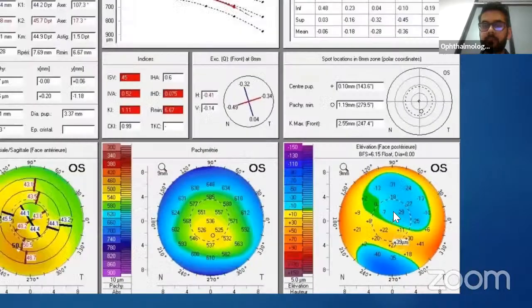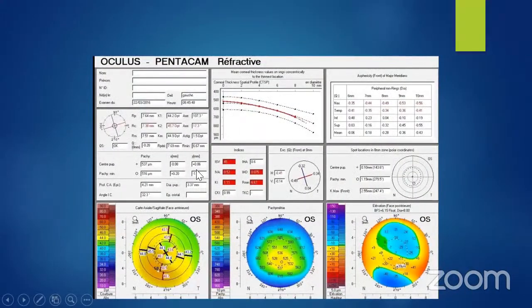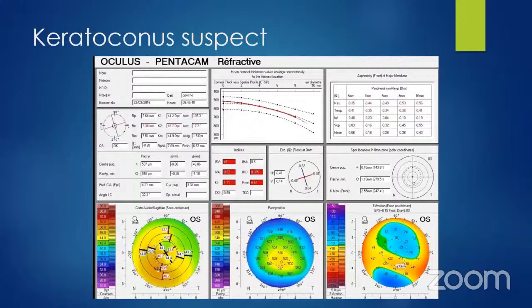So definitely, thickness is not yet below 500, but as far as the steepening is concerned, this is definitely a keratoconus suspect for me, right? And again, just by looking at the pachymetry, this is something you should not take up for refractive surgery just because it's above 500.